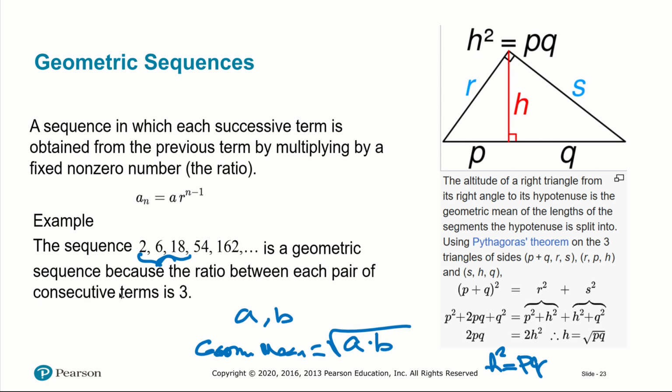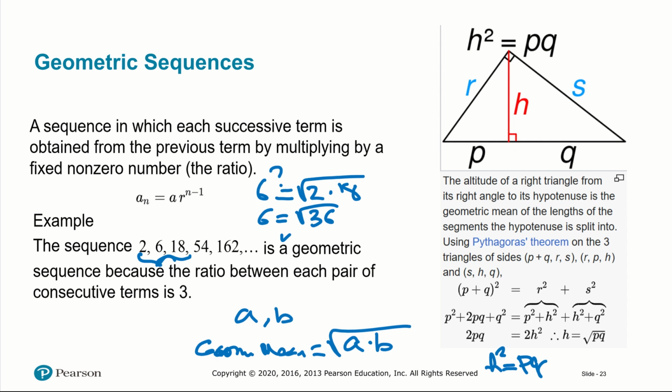So let's see if it works. Is 6 the square root of 2 times 18? Well, notice this 2 times 18 is 36. So 6 does indeed equal the square root of 36. So it checks out. Try it with any other triple in this sequence and you'll come up with the same result.